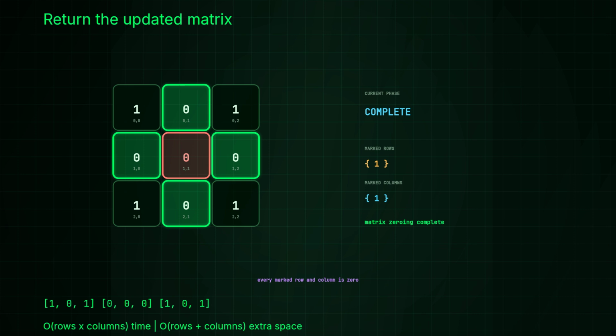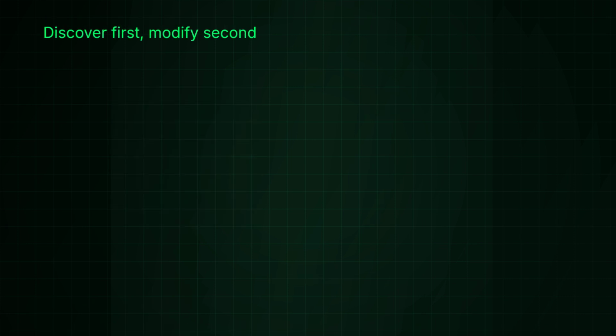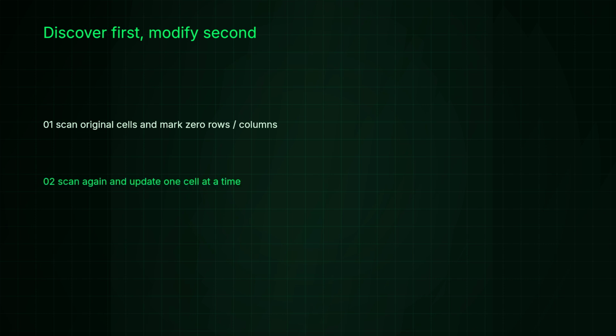Each pass visits every cell once, giving O of rows times columns time and O of rows plus columns extra space. Here is the interview explanation. First, scan the original matrix and record every row and column containing 0. Then scan again and write 0 whenever the current row or column is marked. Keeping the passes separate prevents newly written zeros from creating extra marks.